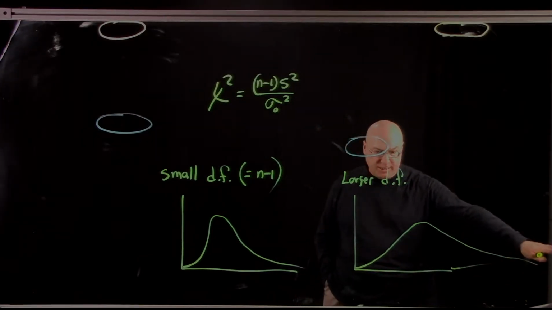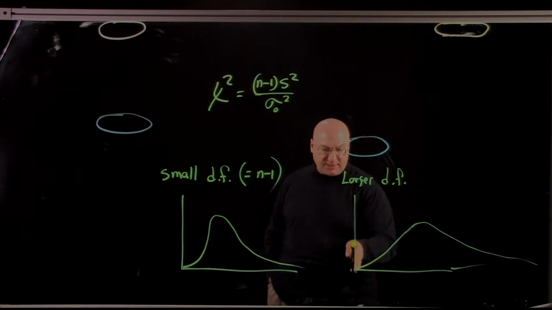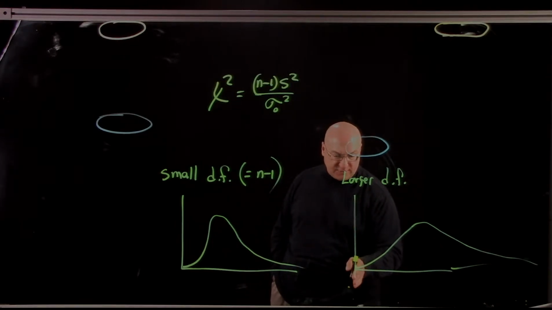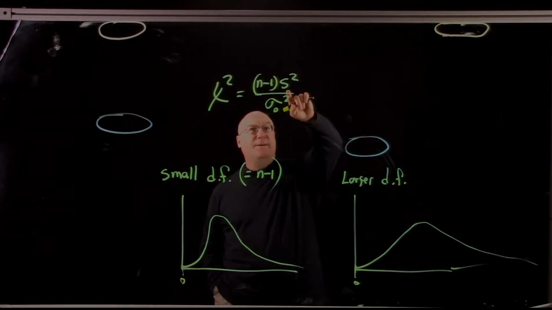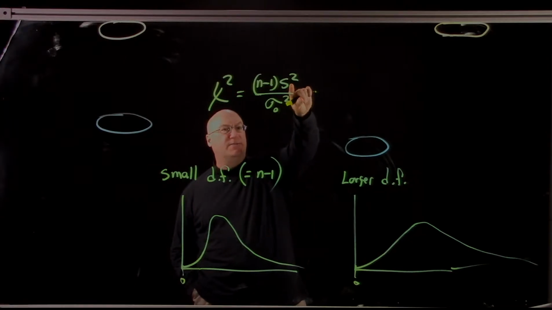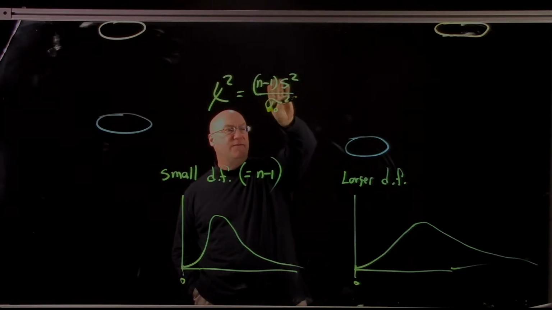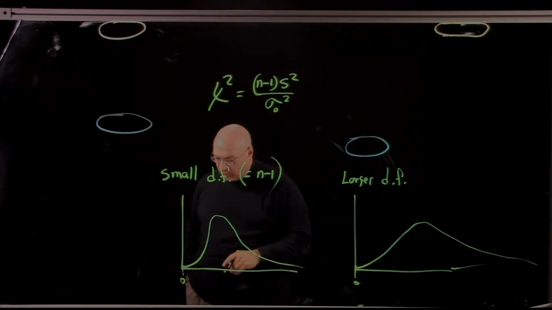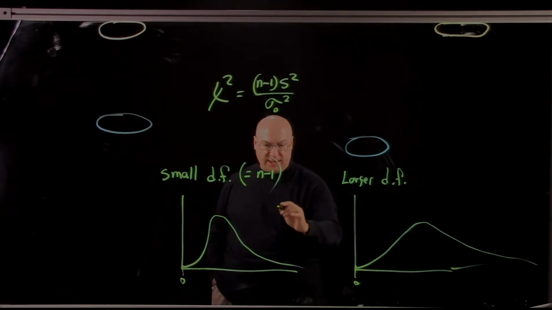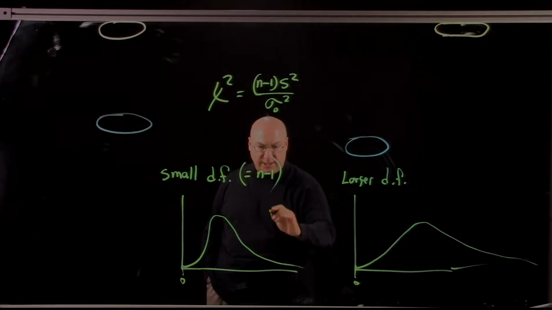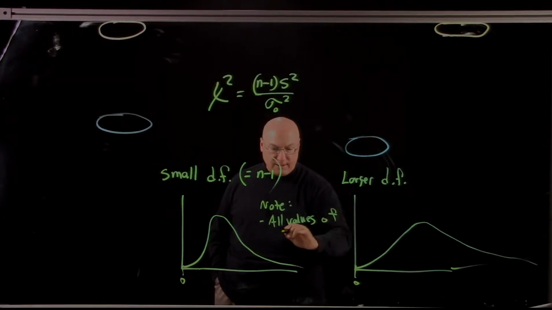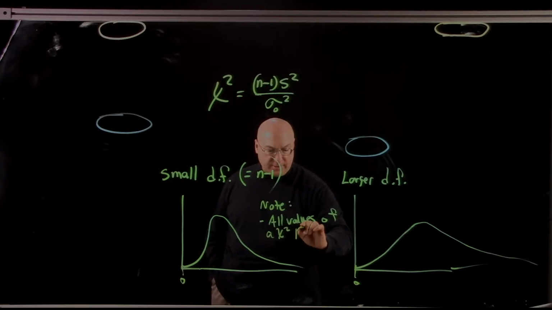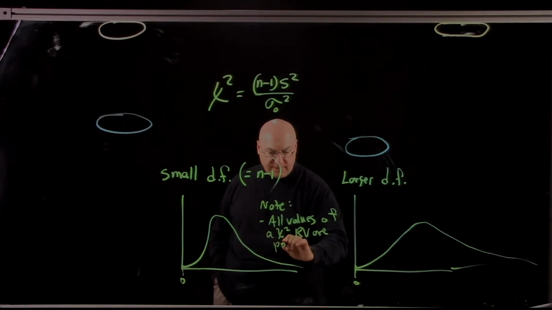And it goes forever to the right, but you notice it does not go to the left past 0. This is the value of 0 here, so it doesn't have any negative values, right? And of course, look up here. That squared is going to be a positive number, so I can't have any negative numbers here. So some things to note: all values of a chi-square random variable are positive.